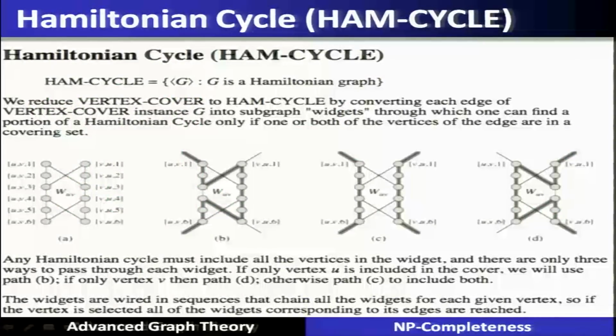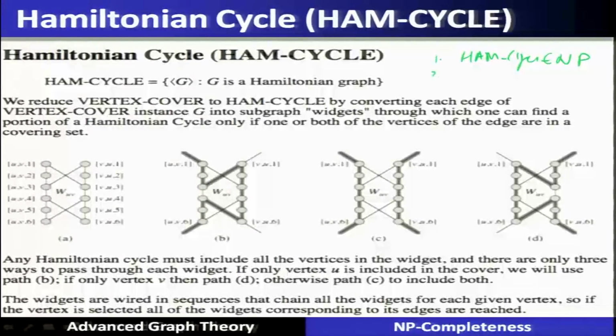Now we will see another problem called Hamiltonian cycle. To prove that Hamiltonian cycle is NP complete, we have to show that Hamiltonian cycle is in NP. That means if we give a certificate in the form of a cycle or a path, we can check whether it is a Hamiltonian cycle or not. That can be done in polynomial time.